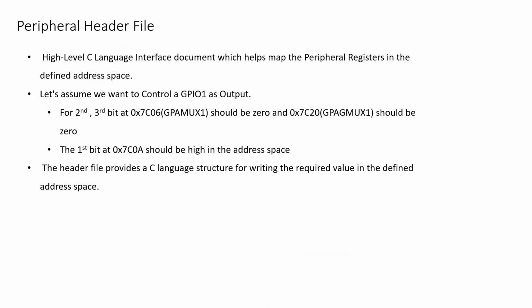If you are really interested, once you use this structure, you can go to the disassembly code and look at this memory location, and you can see these values. This value will get updated automatically once you write that value to the structure. It will be very interesting. In the coming lecture, I will show you how it finally goes to memory. So the header file provides a C language structure for writing the required value in the defined address space. That's the conclusion of this particular video.